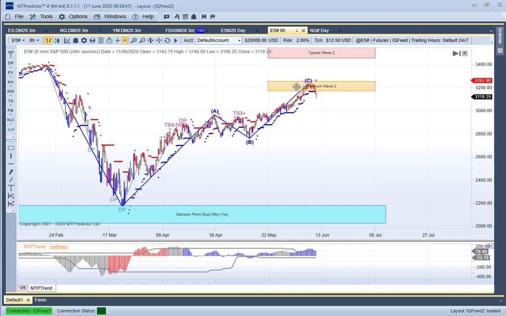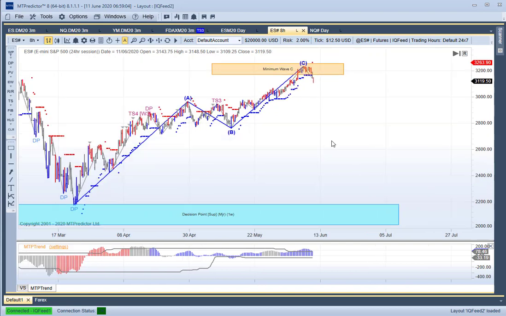As you can see, that's what's unfolded, and this is why I'm doing the video now. You can see how we've come into the minimum wave C WPT, or Fibonacci cluster of Fibonacci ratios, where the minimum wave C potentially could end. So this is why it's very interesting, and the ES is in a very interesting position now to see whether this high stays intact.